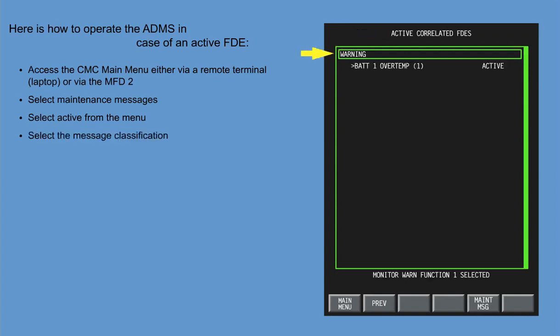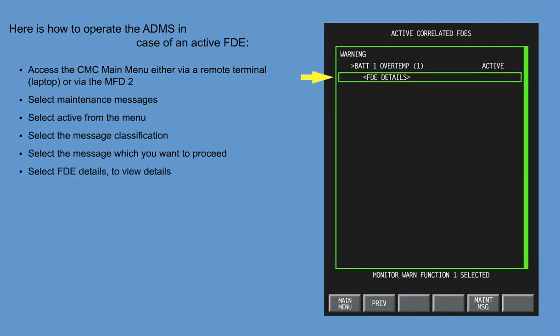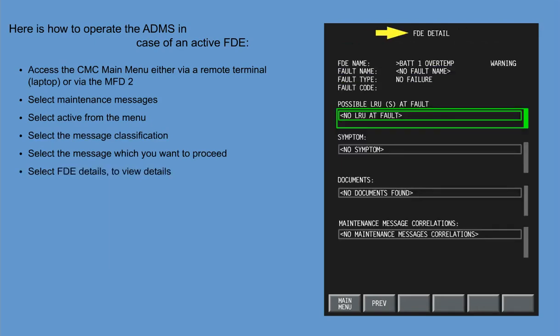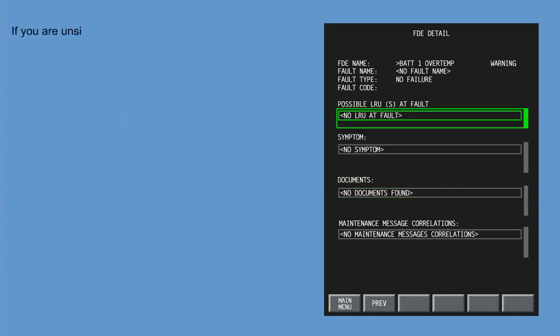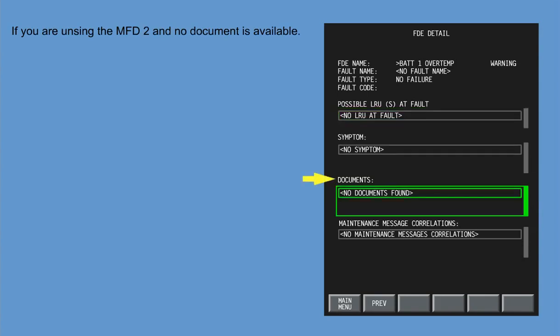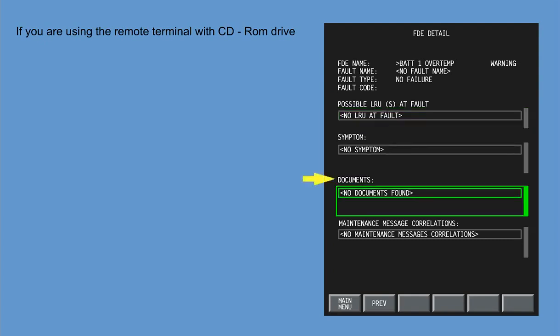Select the message classification. Select the message you want to proceed from, and then select FDE Details to view the FDE details, possible LRUs at fault, the symptoms, or the associated documents. If you are using the MFD2 and no document is available, record the task number shown in the document link and the fault code for further troubleshooting. If you are using the remote terminal with CD-ROM drive and the Fault Isolation Manual CD installed, you can click on the task number, which automatically brings you to the related troubleshooting task.